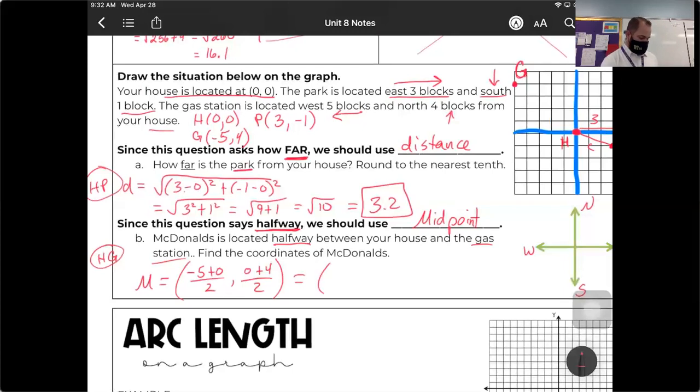-5 plus 0 is just -5. 0 plus 4, or 4 plus 0, is 4. So when I simplify this, let's give these as decimal answers. We've got -2.5 for the x value and 2 for the y value. So that would be the coordinates of McDonald's, halfway between those two.